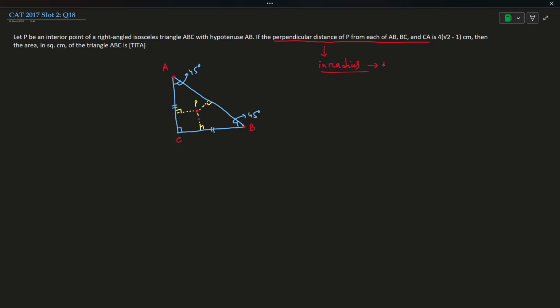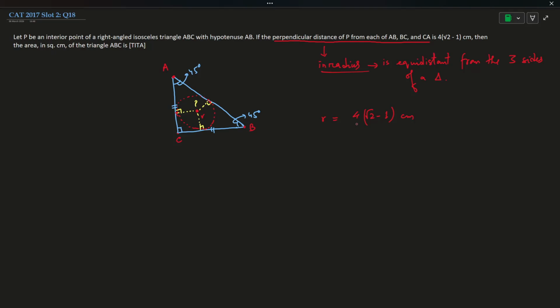The in radius is equidistant from the three sides of a triangle. That means if I draw a circle like this, it will pass through these three points, and the sides of the triangle will be tangential. That is why this is 90 degrees. So this is the in radius, and the in radius is given as 4 root 2 minus 1 centimeters.